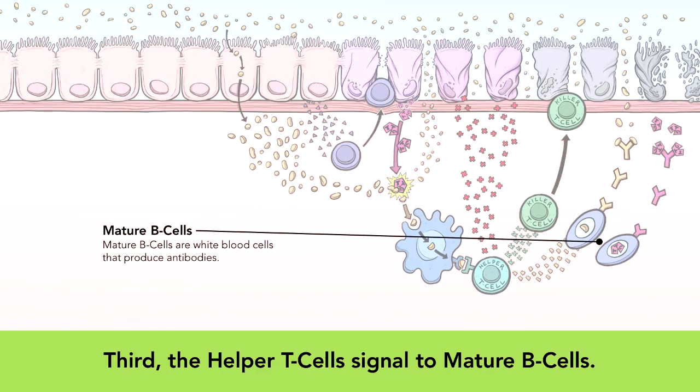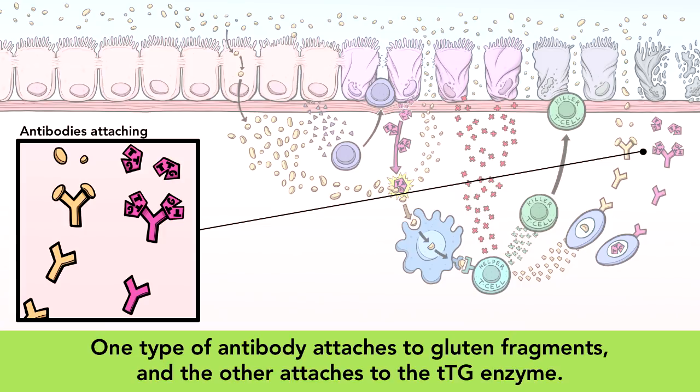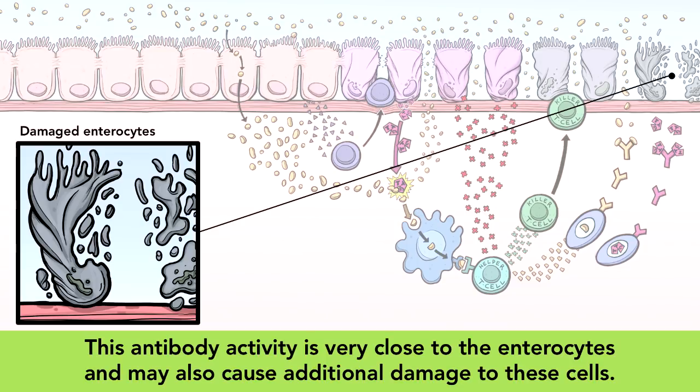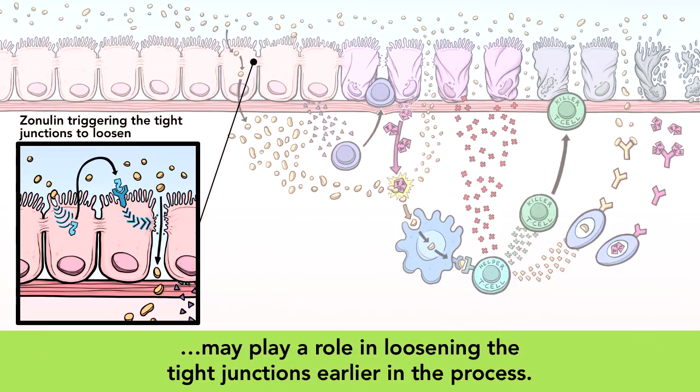Third, the helper T cells signal to mature B cells. Mature B cells are white blood cells that produce antibodies. These mature B cells then make two types of antibodies. One type of antibody attaches to gluten fragments and the other attaches to the TTG enzyme. This antibody activity is very close to the enterocytes and may also cause additional damage to these cells. Also, scientists theorize that in response to gluten, zonulin, a molecule made by the body and linked to inflammation, may play a role in loosening the tight junctions earlier in the process.